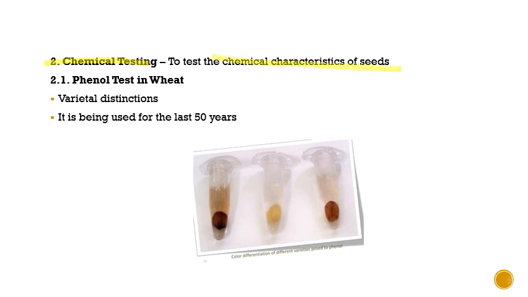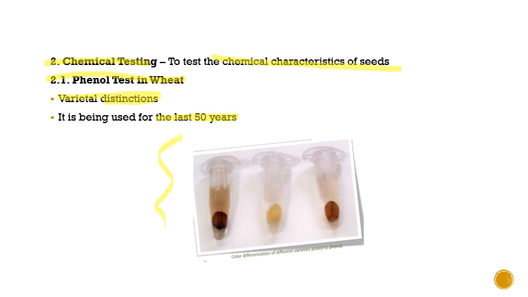So here we will be using many chemicals in different crops to test the chemical characteristics of a seed, and we will be differentiating those seed varieties based on those characteristics. The first one we are going to see is the phenol test in wheat. This is a test used for varietal distinctions, where we can distinguish between various varieties. It has been used for the last 50 years.